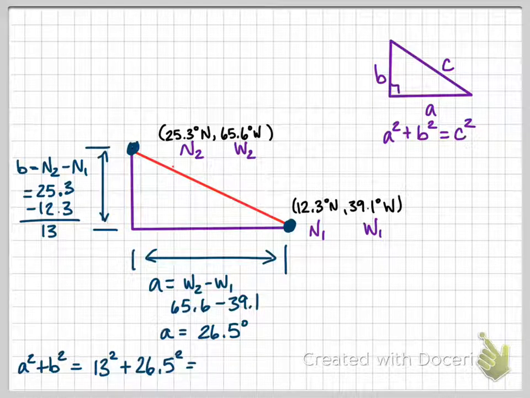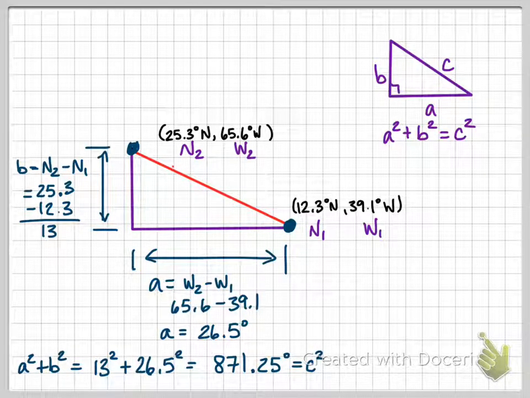That's going to be a pretty big number. I'm not going to do it in my head because I don't want to. So we're going to go 26.5 squared plus 13 squared. That gives us 871.25. This is still in degrees. That's our C squared value.